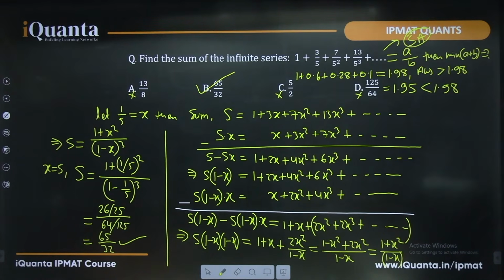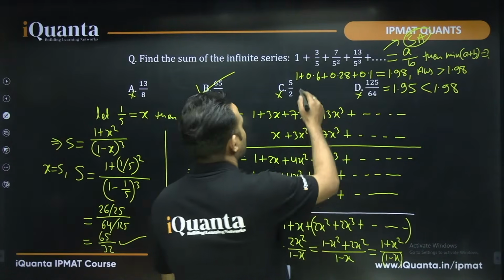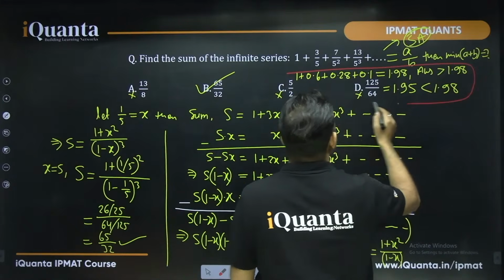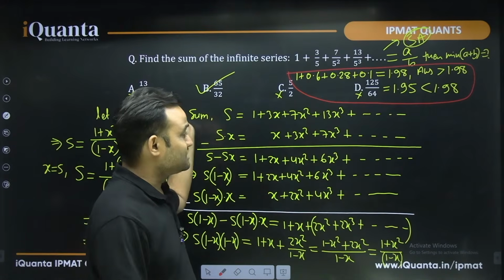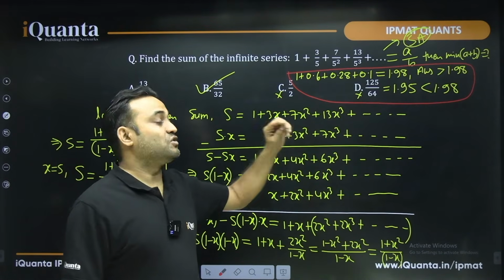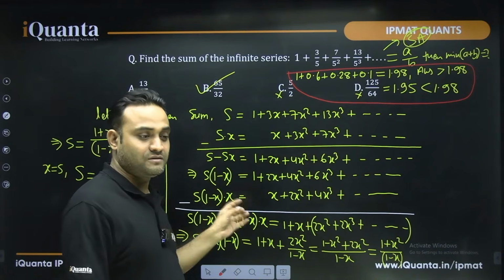So both the methods are clear to everyone. Which method do you prefer? And the shortcut that I have told you guys is always 100% efficient. Unless the question setter has given options so close that you are not able to distinguish between them, you don't have to do this ever.